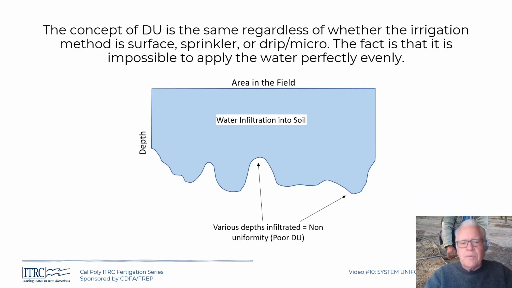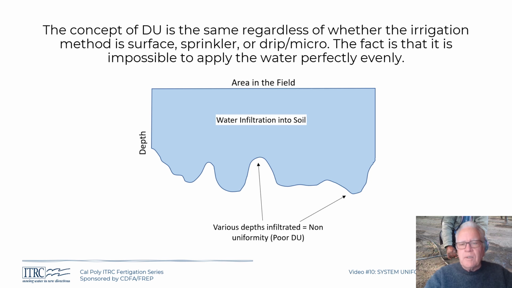Here's a graphic in which we attempt to explain the concept of uniformity. It's sort of a slice through the field. If you can measure the inches of water, so this is the depth of water that goes in at various parts to plants throughout the field. And so you have, if you notice, there are different amounts of water that go in at different places. And the concept of DU is the same whether it's surface irrigation for furrows or border strip, or pivots or hand move sprinklers or drip micro. The concept is the same.